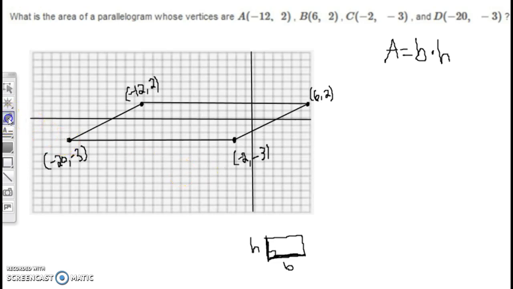So what I'm going to do is I'm going to let this side be the base because it follows the grid and it's nice and easy to count. So I can go ahead and count those units. Let's see, from -2 to -20, that's 18 units long. But this side cannot be the height, and that's a mistake that a lot of students make. That side is not the height because it is not perpendicular to the base.